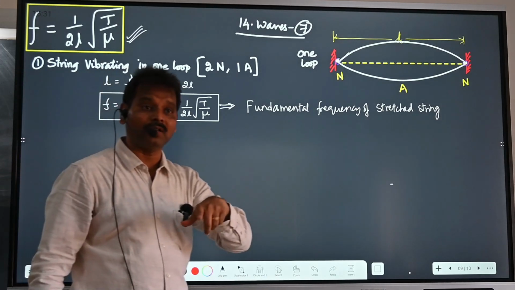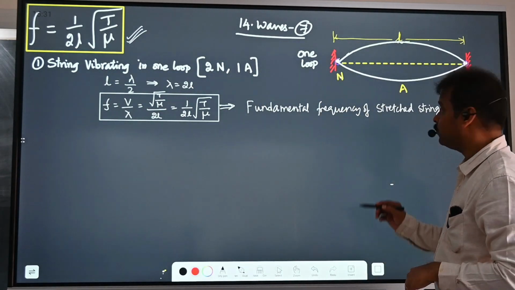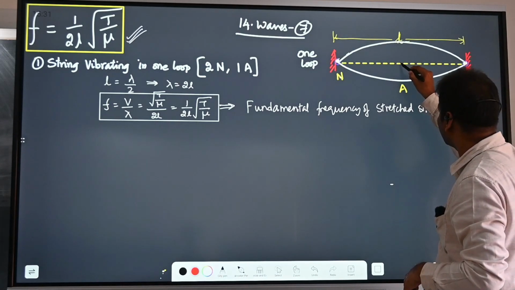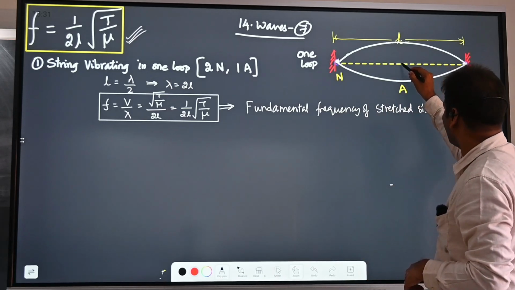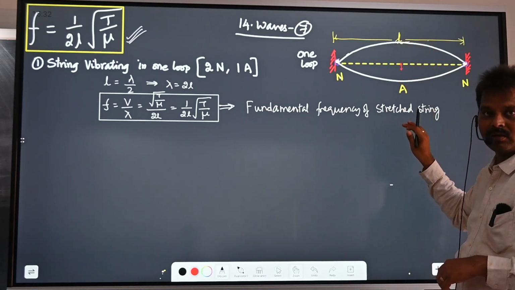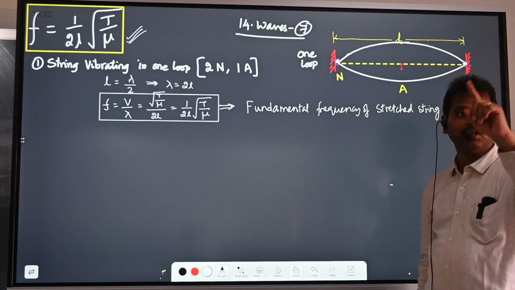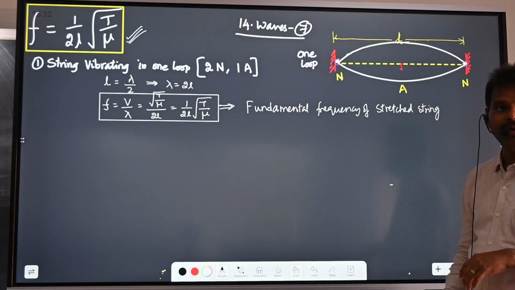When it vibrates with one loop, if you apply force exactly at the center of the string, either up or down, if you pluck it, then it starts vibrating with a single loop. Two nodes at both ends and one antinode at the middle.